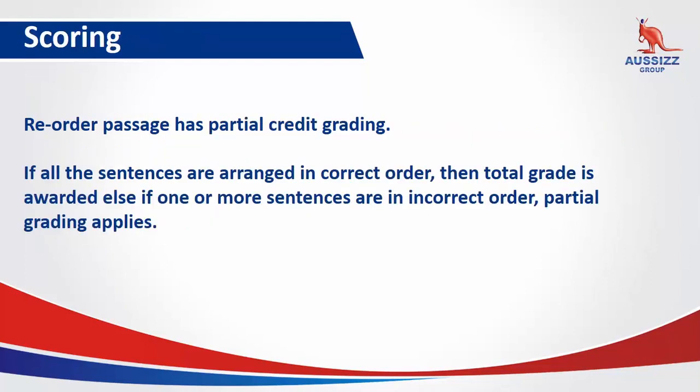You will be graded based on partial credit. If all the sentences are arranged in the correct order, then a total grade will be awarded. Else, if one or more sentences are in an incorrect order, partial grading applies based upon how well you organized the rest of the sentences.